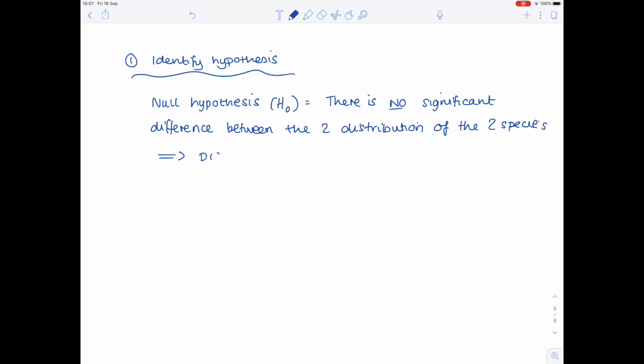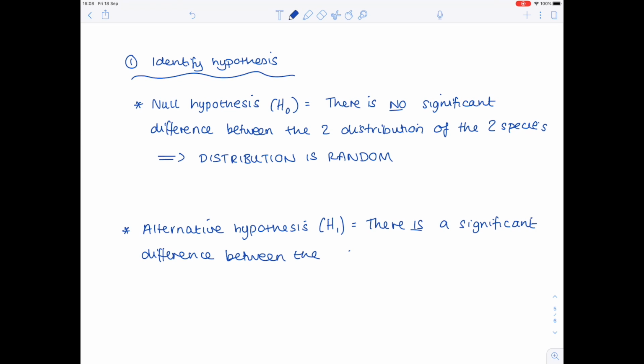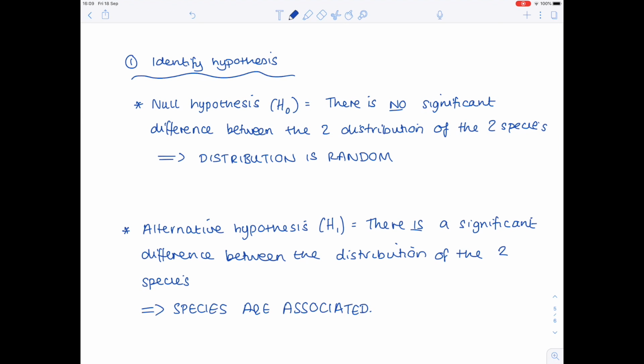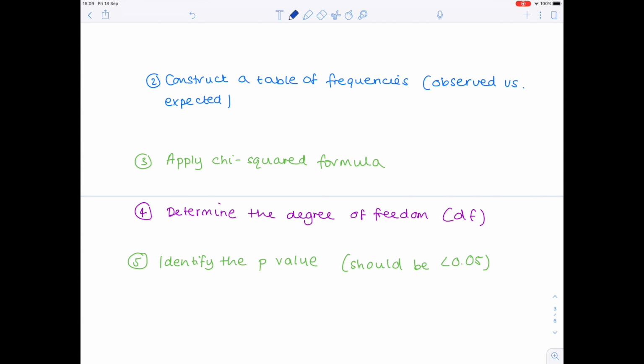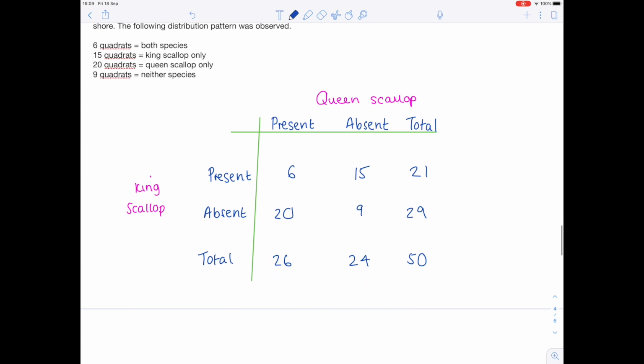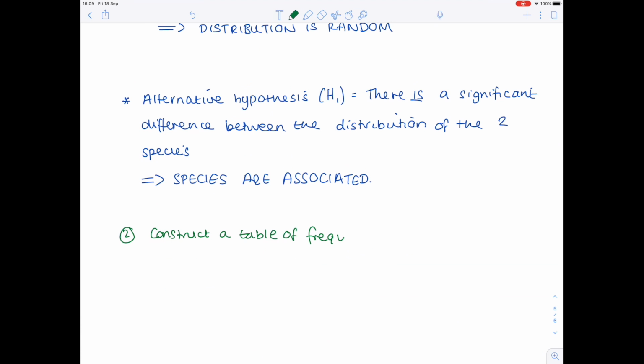Their distribution is random. The alternative hypothesis, therefore, is kind of the opposite of that, which is stating, therefore, that there is a significant difference between the distribution of the two species, i.e. the two species are associated. The species are associated with each other. Our second step was to construct a table of frequencies, which contains both the observed versus expected frequency. Now we know here that this is our observed frequency. Now we need to calculate the expected frequency, and we can do that using an equation.